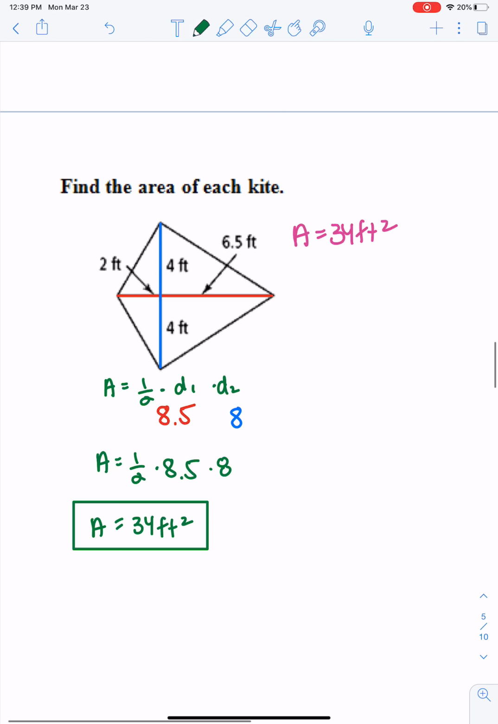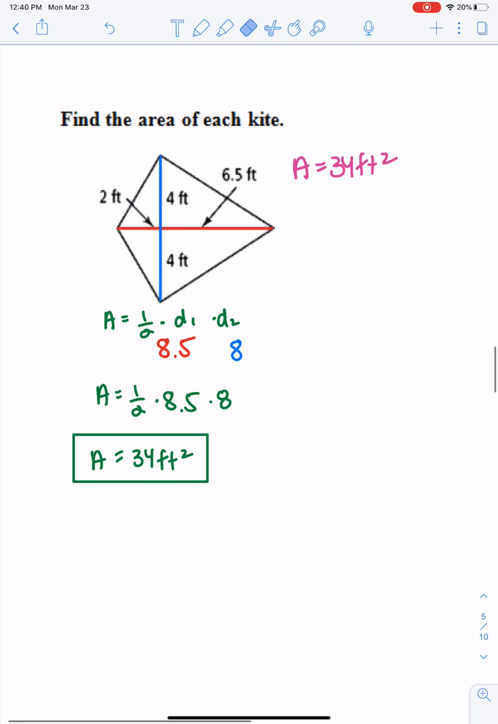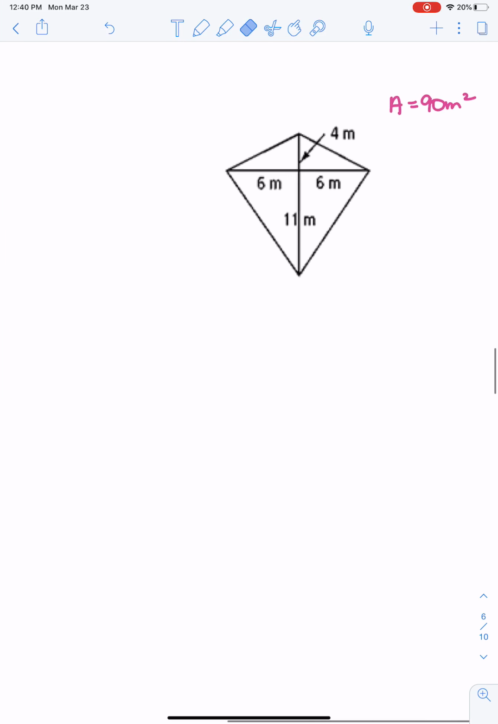Each triangle is not necessarily the same. It looks like this one and this one are the same, and this one and this one are the same, but the ones on the left of the blue line and the right of the blue line are not. So I wouldn't just take 34 divided by 4, but the whole thing is 34 feet squared.